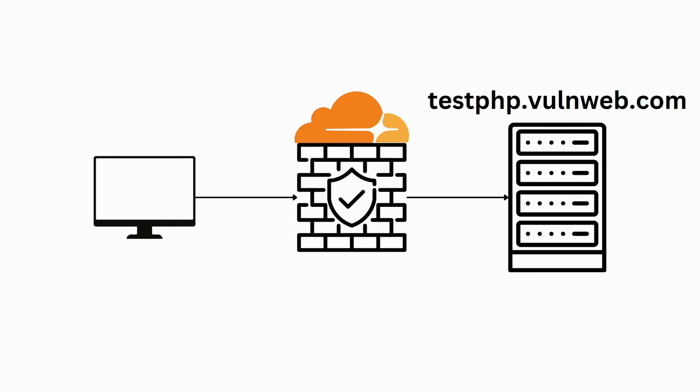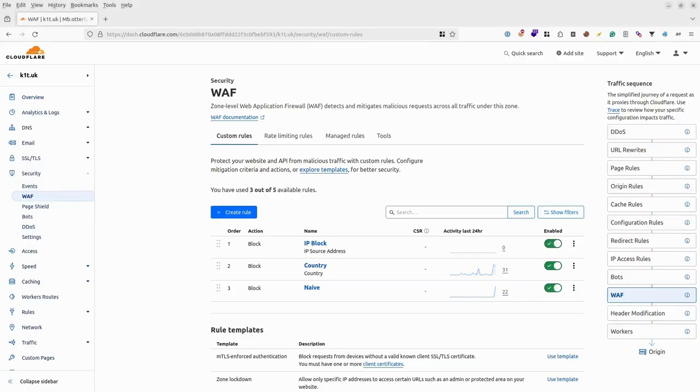This time I will be using test.php, vulnweb.com website as an example, and Cloudflare firewall in the middle as proxy. I have left out previous block rules, like filtering by IP address, by country, and by certain query strings. Since we have a limit of 5 rules, let's delete the IP and country block rules and edit the naive rule.